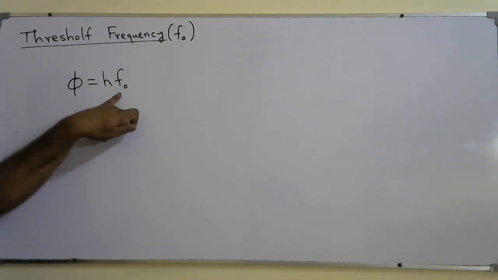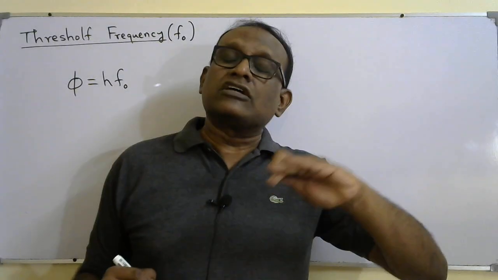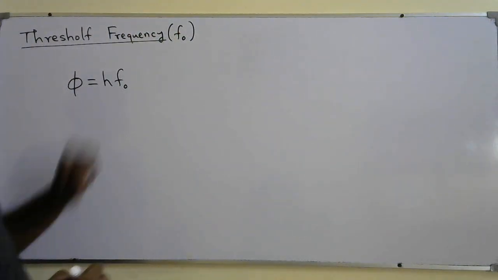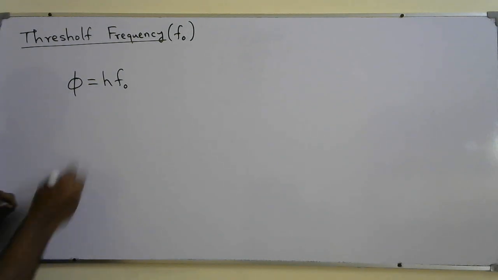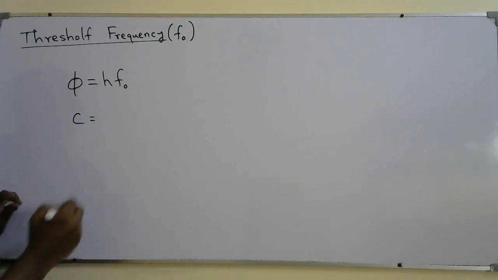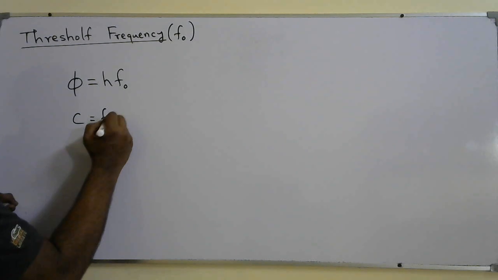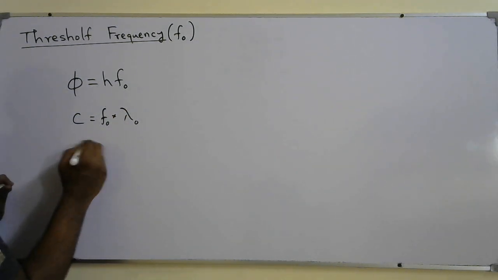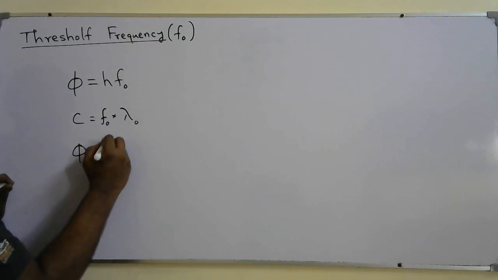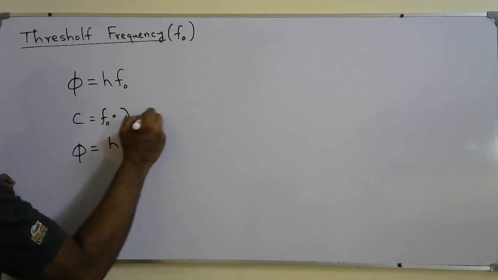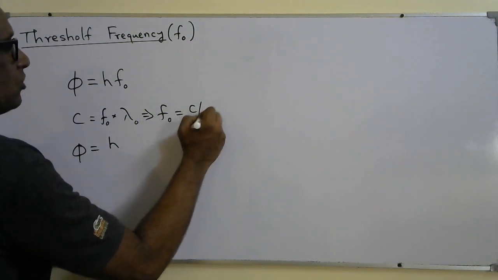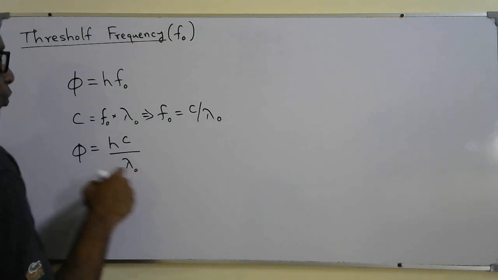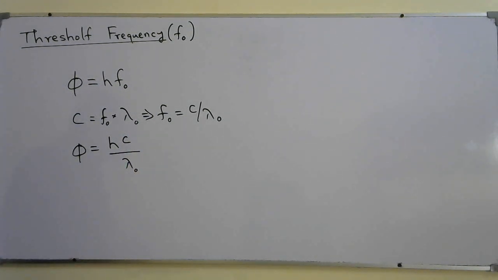That is the minimum frequency of the electromagnetic radiation to remove an electron from the surface of the metal. So phi equals h f naught. But we know that c equals v equals f lambda, so c equals f naught lambda naught, where lambda naught is called the threshold wavelength. So we can write phi equals h times f naught, and f naught equals c over lambda naught. So phi equals h c over lambda naught, where lambda naught is called the threshold wavelength.